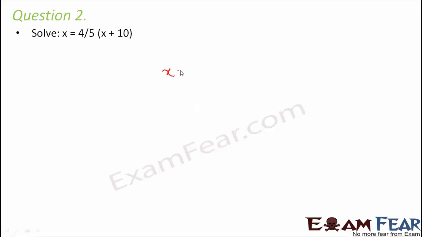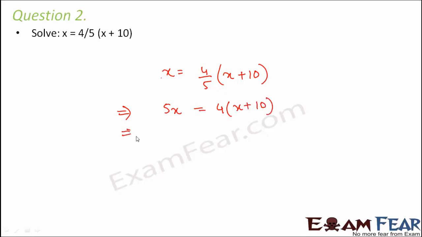Question number 2. Solve x is equal to 4 by 5 into x plus 10. So in this case, what are we going to do? So what we will do is to make it simpler, because due to the presence of 4 by 5, this equation is looking a little different. So what we will do is we will send this 5 on this side so that we do not have this complexity of having a denominator extra. So what happens, this becomes 5x is equal to 4x plus 10.